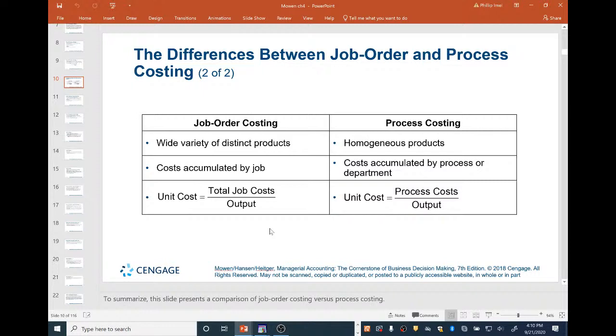Everyone good on job order and process costing, the differences between the two? Pretty straightforward. Okay.